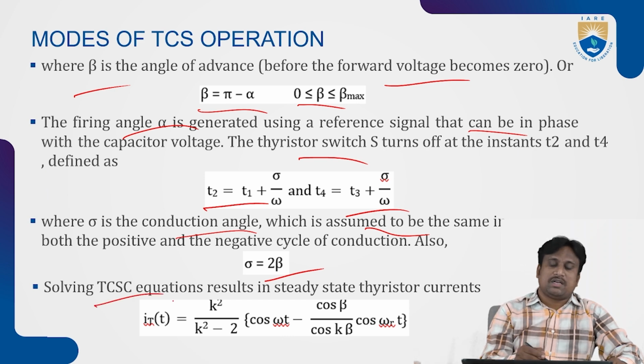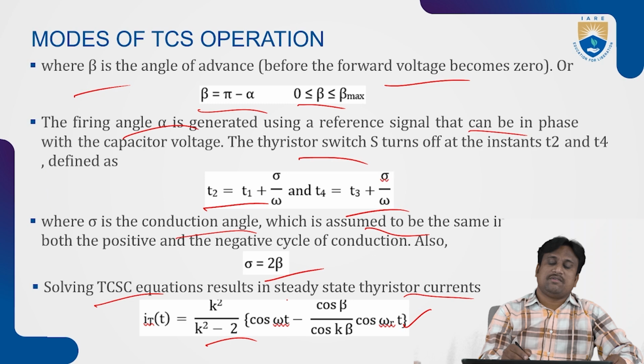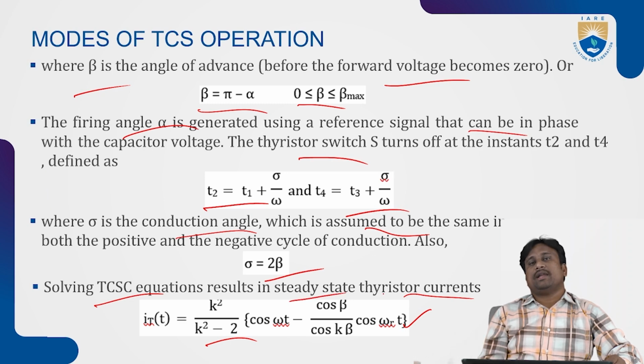So solving the TCSC expressions results in the steady state conduction of thyristor currents, iT equals k squared by k squared minus 1 times cos omega t minus cos beta by cos k beta times cos k omega t. This is the expression obtained from the TCSC expressions resulting from the steady state thyristor currents usually.